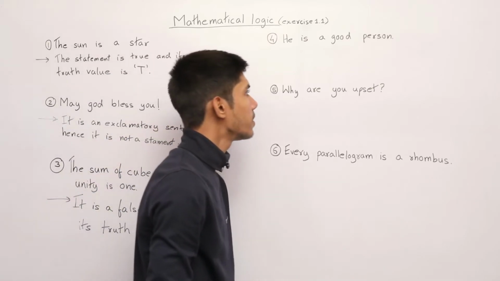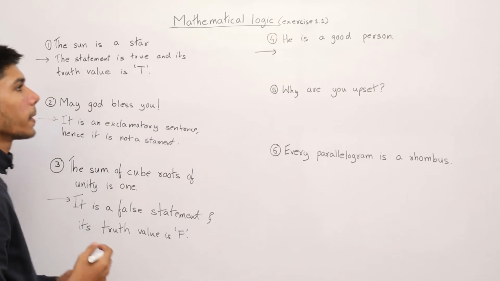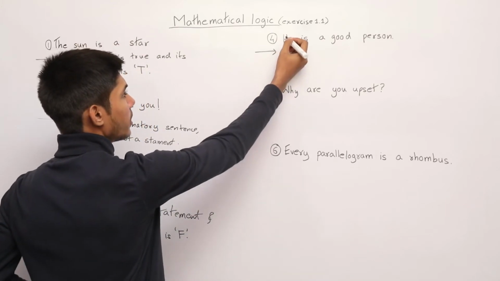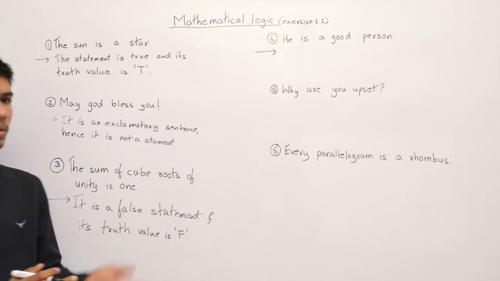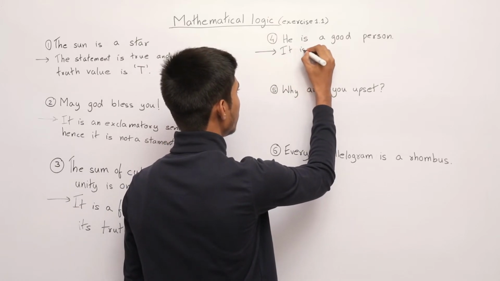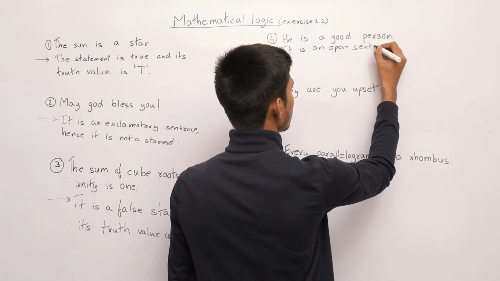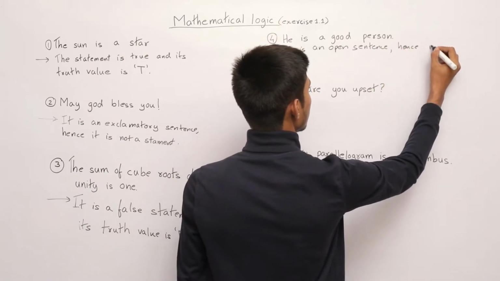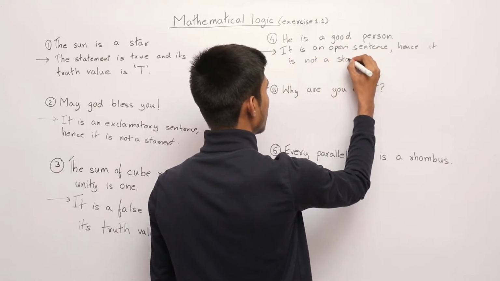So next statement, he is a good person. It is also not a statement. Why? Because it is an open sentence, meaning we have not specified here who he is. We do not know who he is here, it was just said, he is a good person. Who is the good person? Since it is not specified, it is an open sentence. Hence it is not a statement.